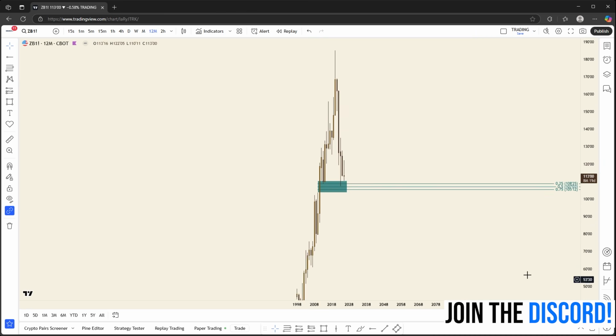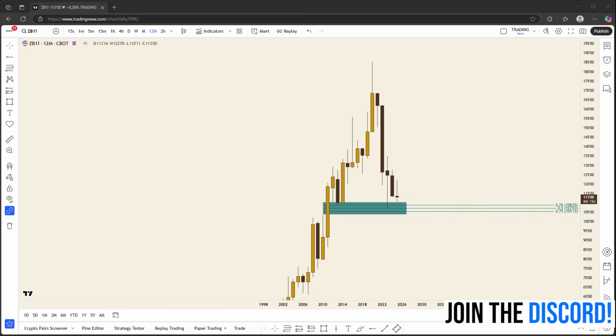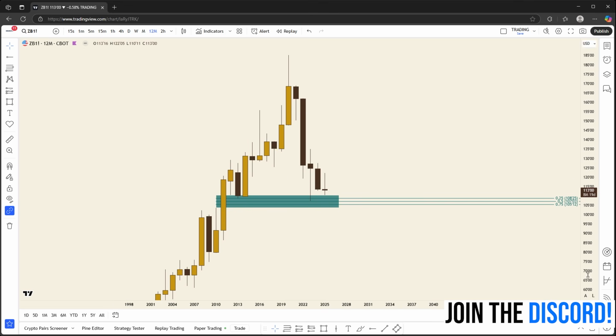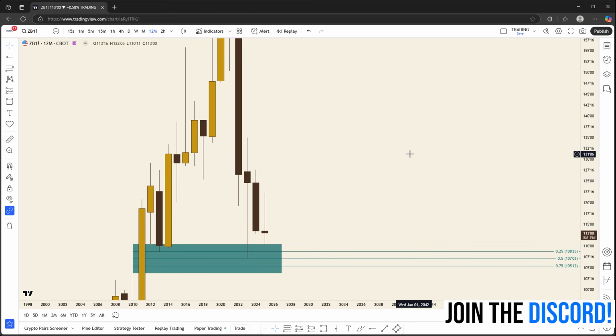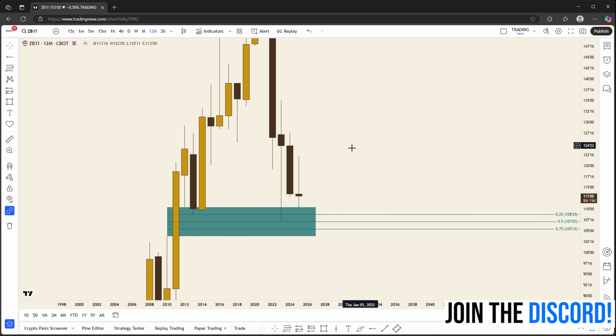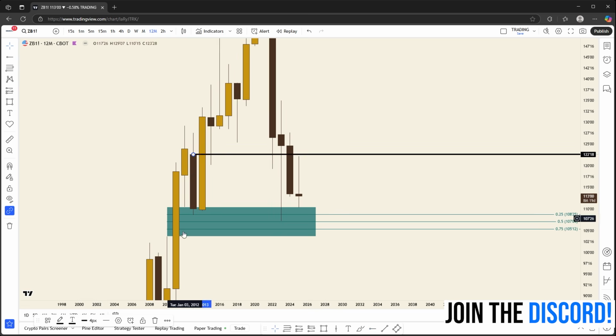So let's go back to the yearly here. And let's understand if there's anything on this chart that we could particularly use. So the first thing that you might be looking at is this monthly order block. And to be honest, you're probably right. I think you could use this.